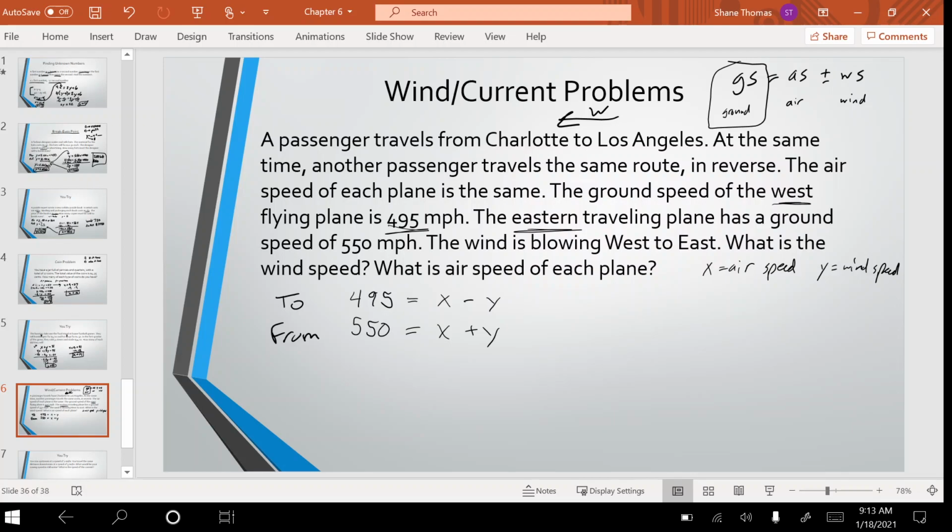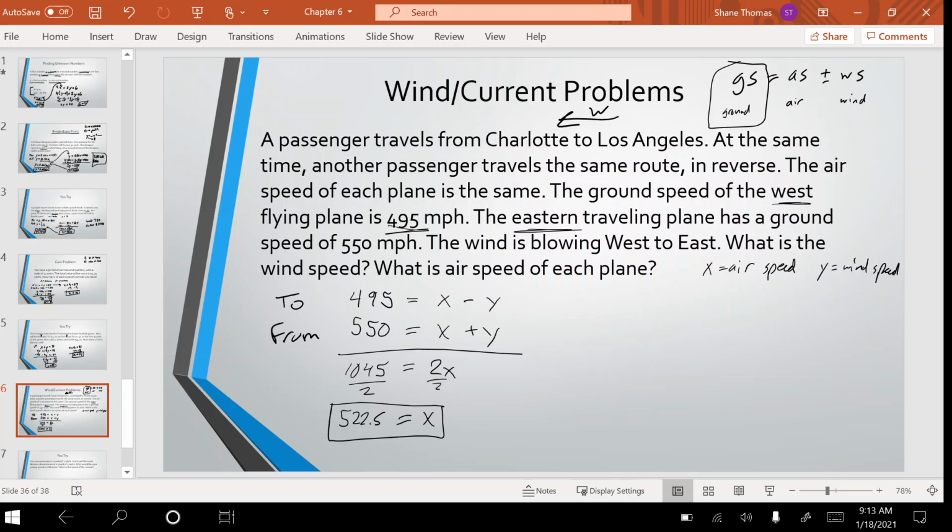Now this one's set up perfect for elimination, isn't it? The y's are going straight down. 2x equals 1045. Divide both sides by 2. X is 522 and a half. So that means the airspeed of my plane is 522 and a half miles an hour.